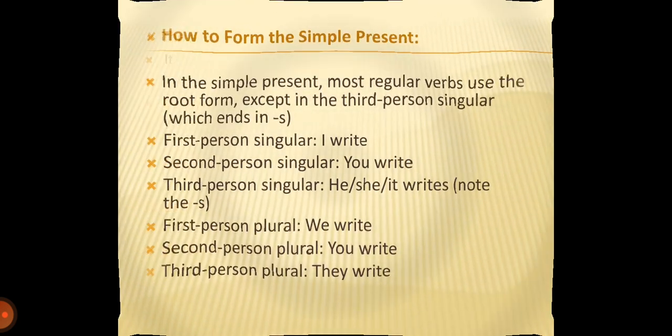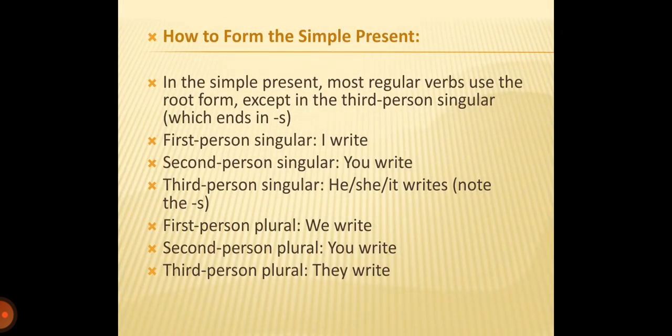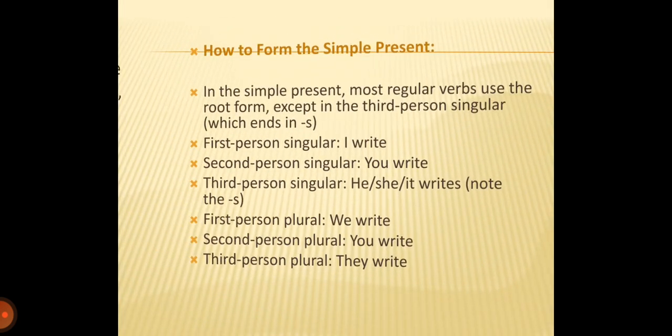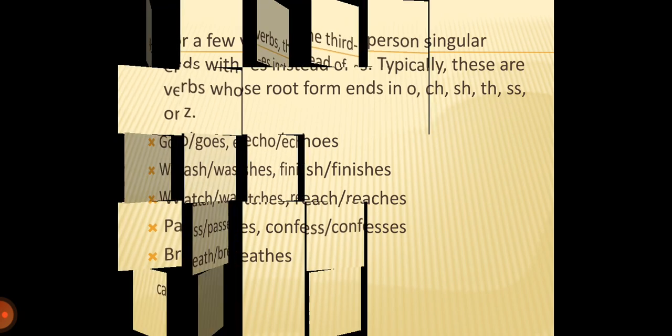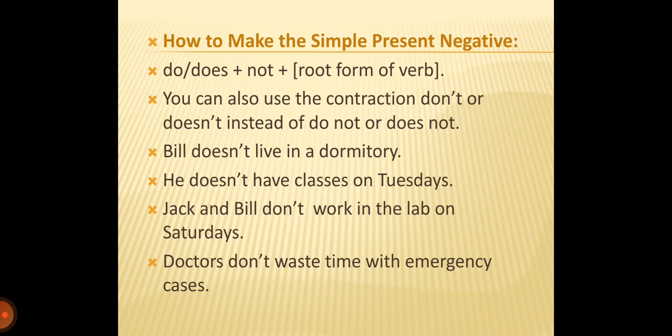Let's move to another item, and how can we get negative and question forms out of this tense. As you notice, this tense is formed by using the main verb alone without any auxiliary verb. So when we use not in order to make the negative, we use do and does plus not plus the root form of the verb.